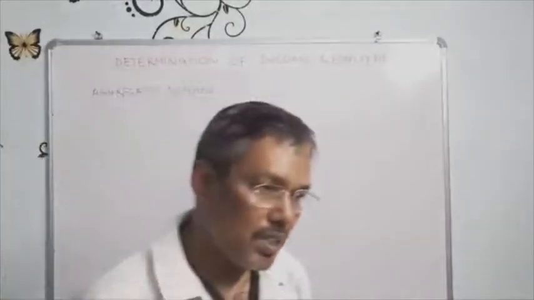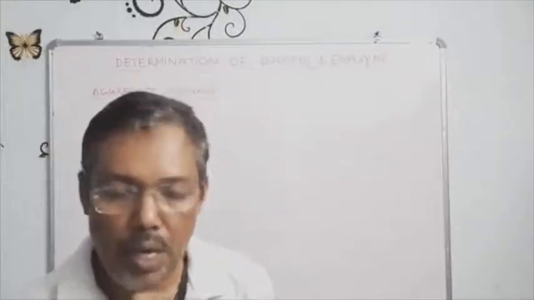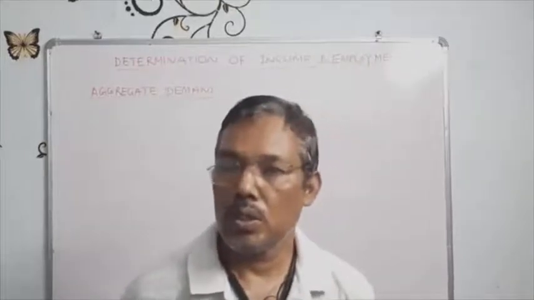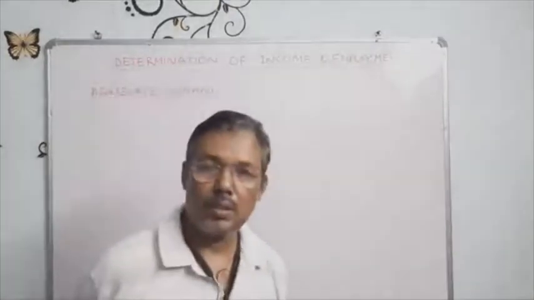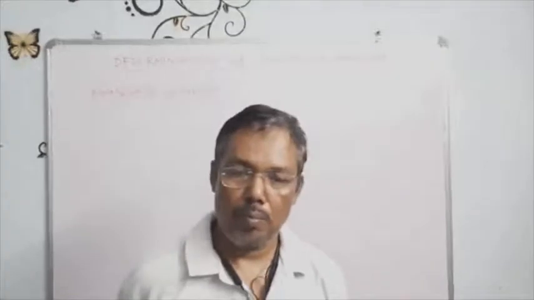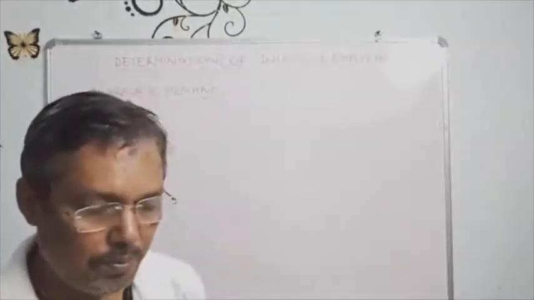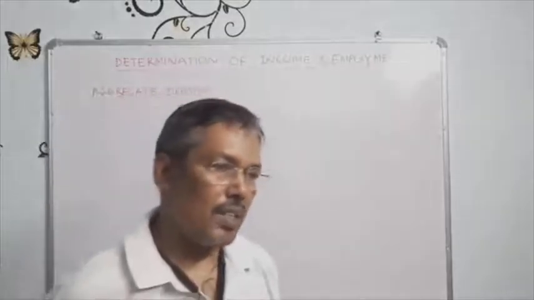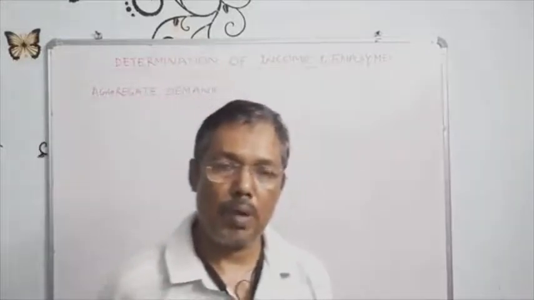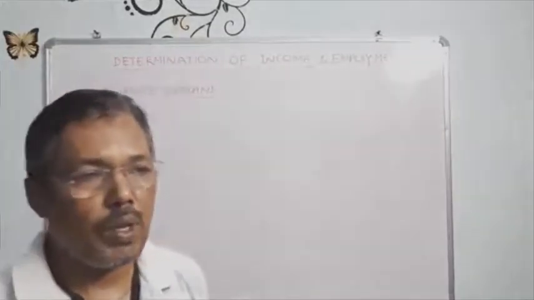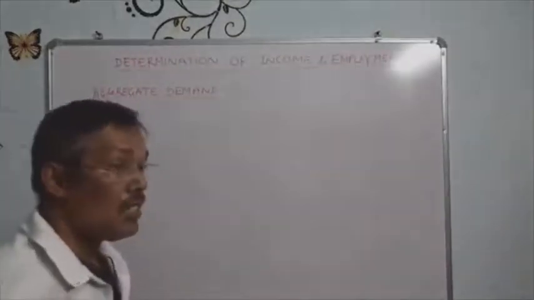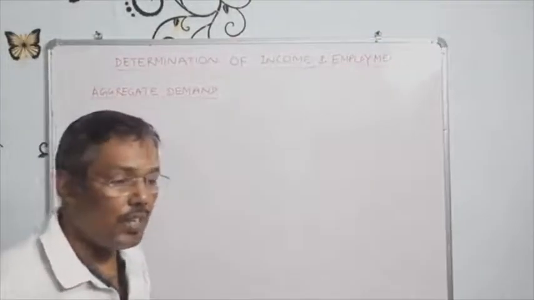We have already discussed the difference between microeconomics and macroeconomics. Microeconomics deals with individual behavior, macroeconomics deals with aggregate behavior. At that time we said that macroeconomics deals with aggregate demand, aggregate supply, and theory of employment. These are examples of macroeconomics we have already discussed. Today we will go into it in detail.